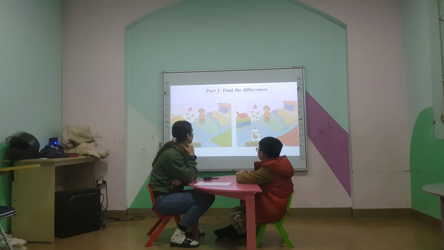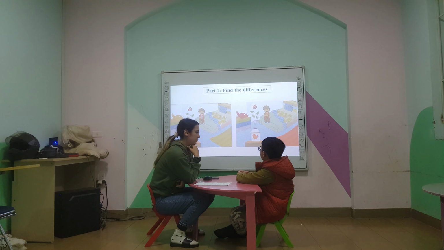In the first picture, the bird is small. But in the second picture, the bird is big. In the first picture, the plant is yellow. But in the second picture, the plant is red. In the first picture, the rock is green. In the second picture, the rock is red.